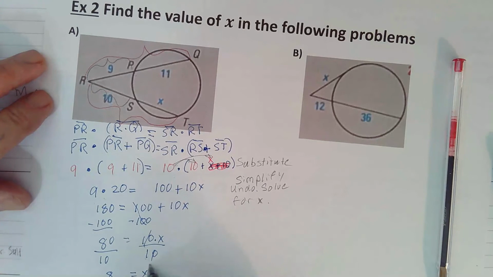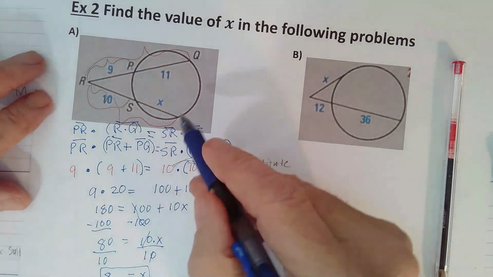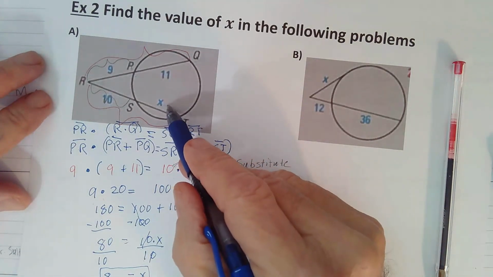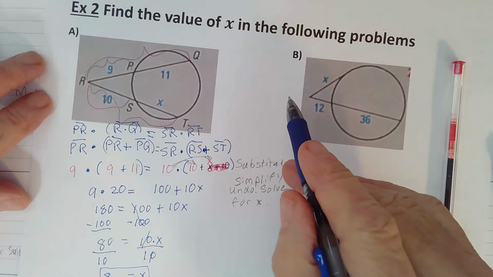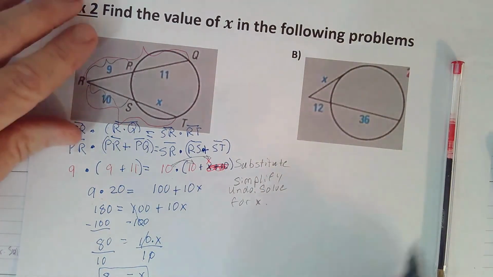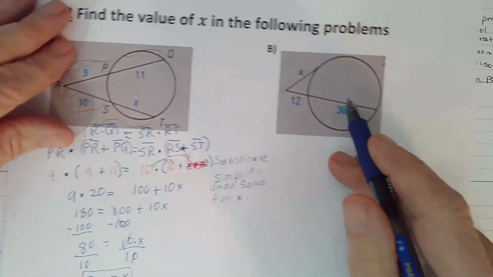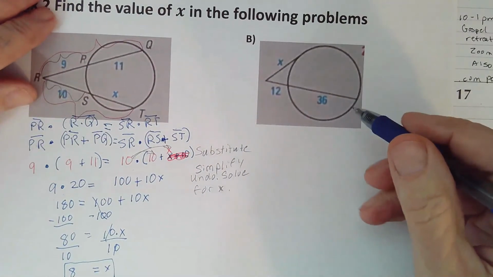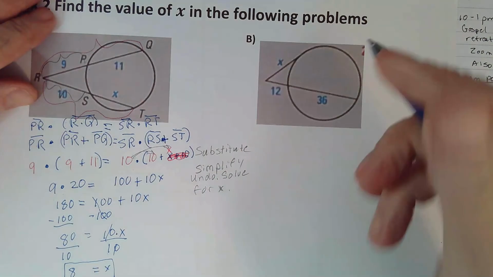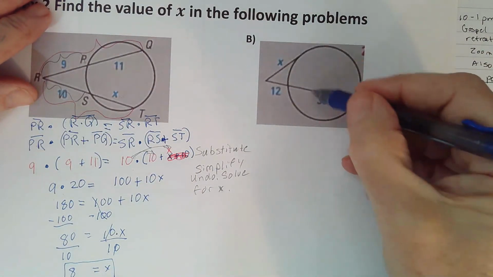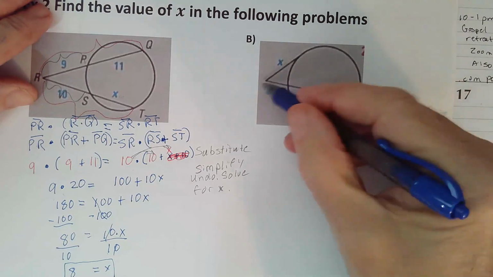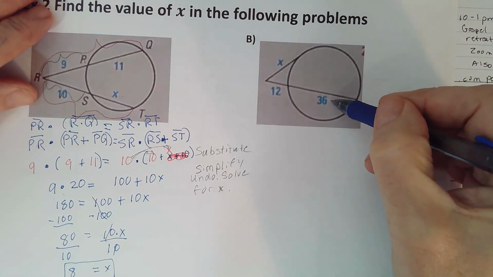Okay. So now I know that this unknown value here is 8. And one side equals the other side. Okay? All right. Over here, I'm going to do the same thing. Now, in this case, we don't have two secants. We have a tangent and a secant. Now, they didn't put letters on this.